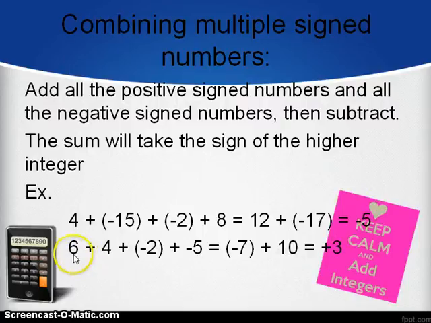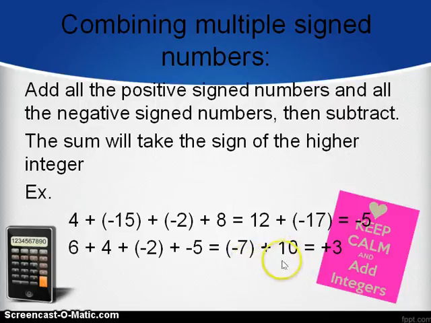Another example, if we have positive 6 plus positive 4 plus negative 2 plus negative 5. So we have to combine all the positives and all the negatives. So let's first combine the negatives. So we have negative 2 and negative 5. We will get negative 7. Positive 4 and positive 6 is 10.